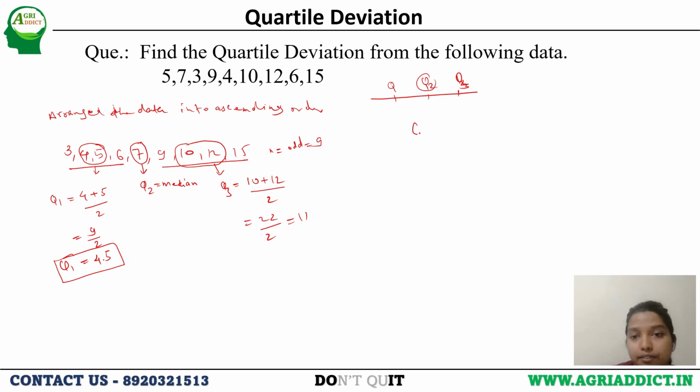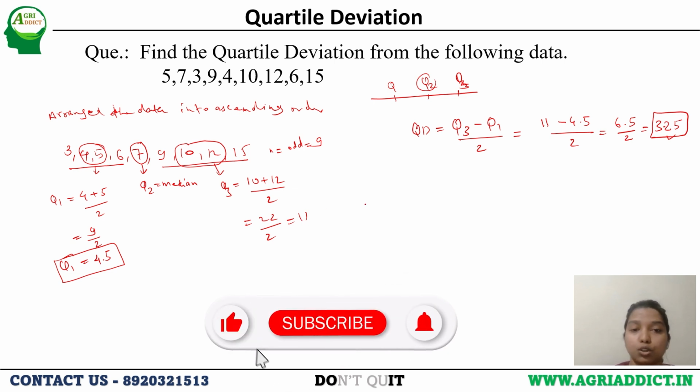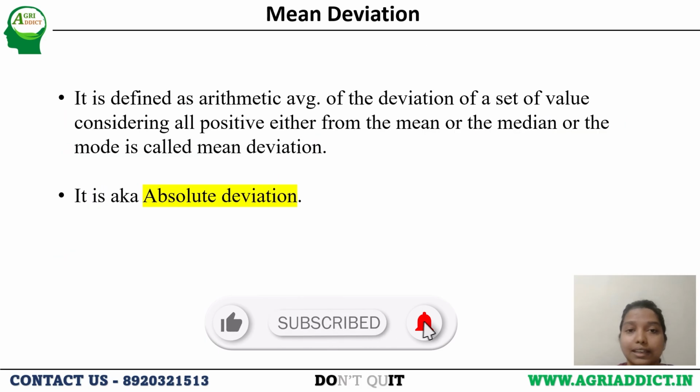Now, in the previous slide we studied the formula of quartile deviation: Q3 minus Q1 divided by 2. We just have to put in the values and get the result. Here Q3 is 11 minus 4.5, divided by 2. That gives 6.5 divided by 2, which is 3.25. This is our quartile deviation. I hope you got the point and I was able to make you understand this concept. Let's move to the next slide.